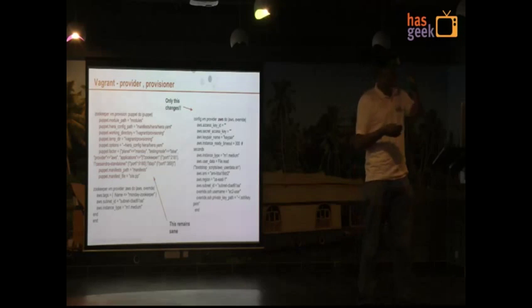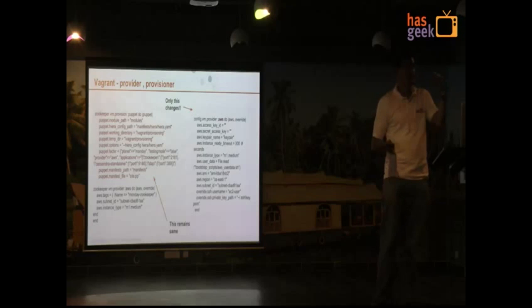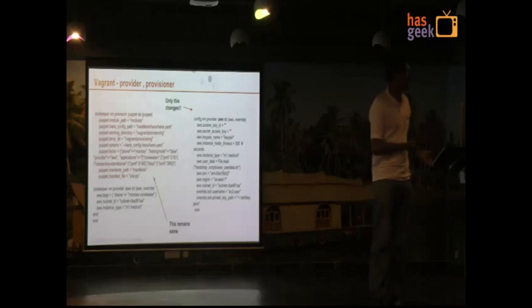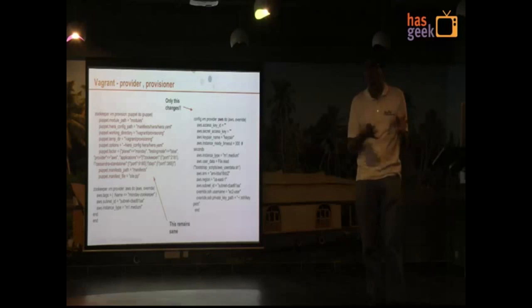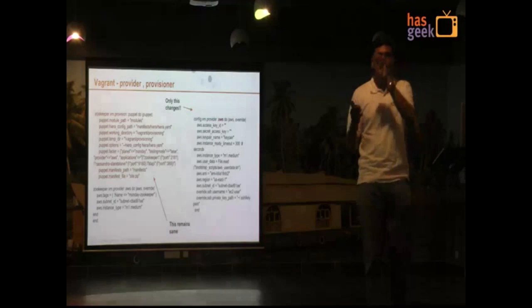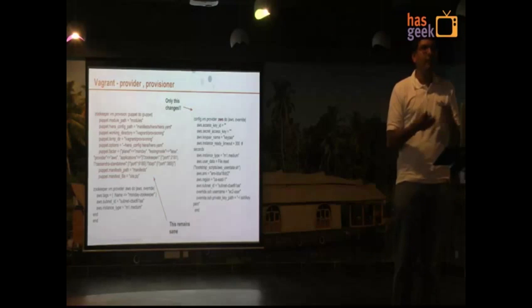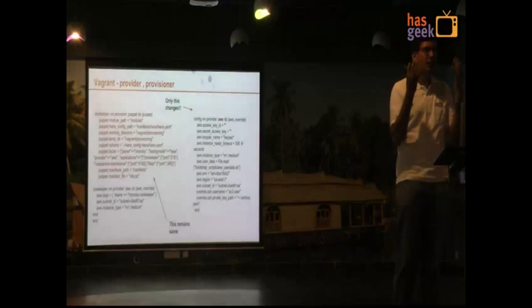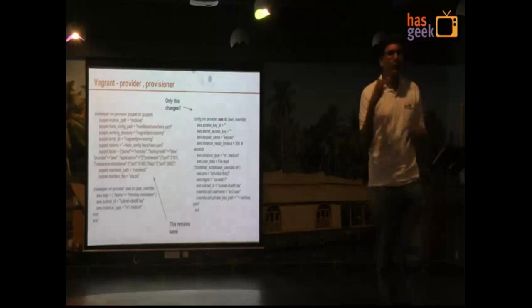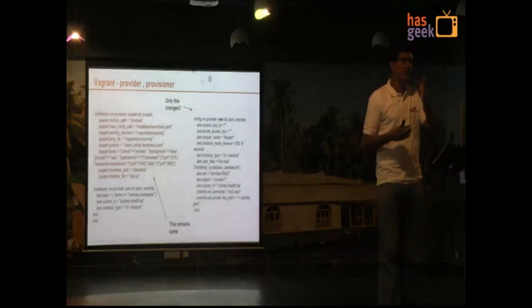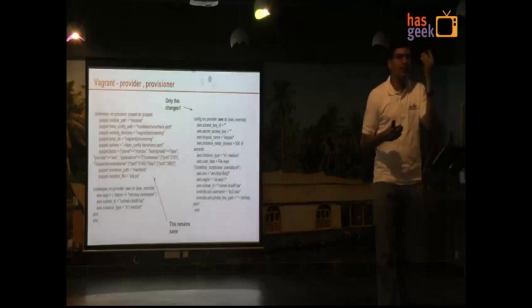Then I define whatever configuration I want in some format, and I'm also going to integrate provisioners into it. Provisioners are your standard Puppet, Chef, Ansible, Salt, so you can put in whatever configuration you want there. When you say vagrant up, the machine comes up and then the provisioner takes over. If you have Chef scripts, it'll run Chef. If you have Puppet scripts, it'll run Puppet.